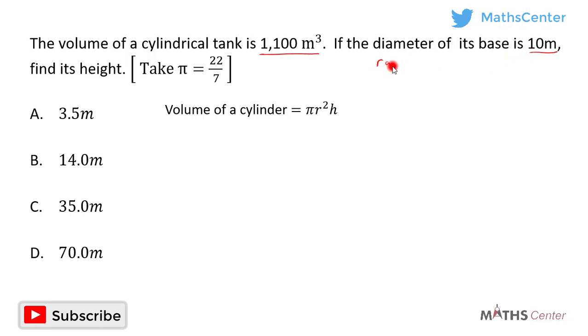So it means that the radius of the base will be equal to the diameter, which is 10 meters, divided by 2. 10 meters divided by 2 will give us 5 meters. So the radius of the base is 5 meters. We have the radius and we have the volume. We can find the height. Let's substitute the information into the formula.